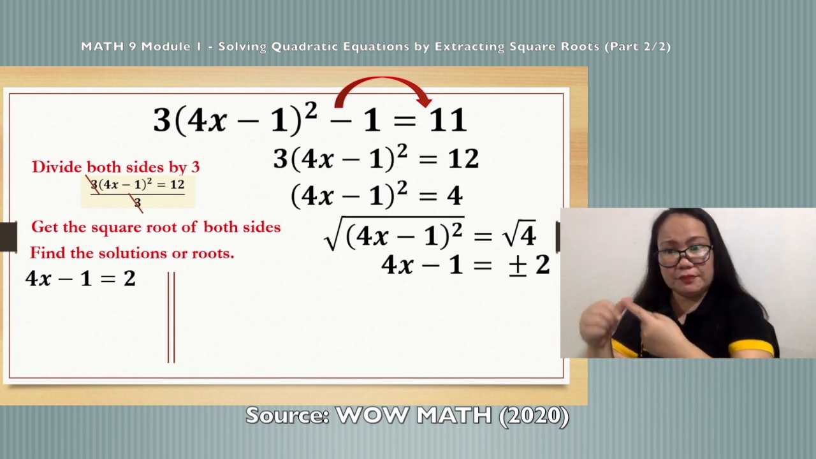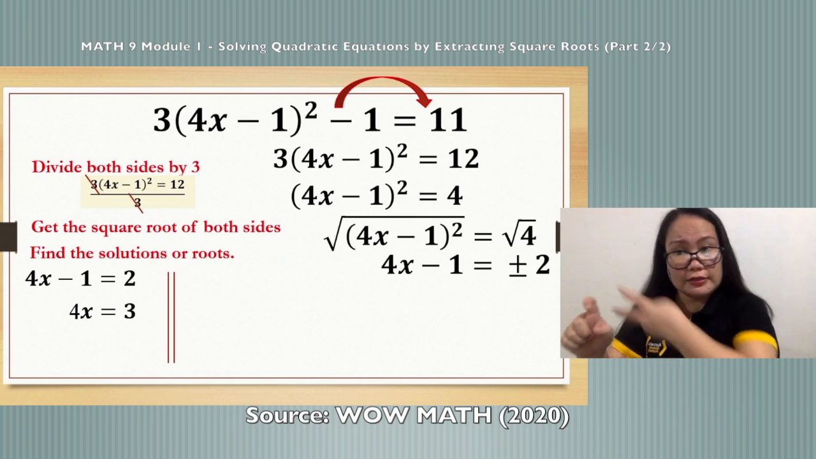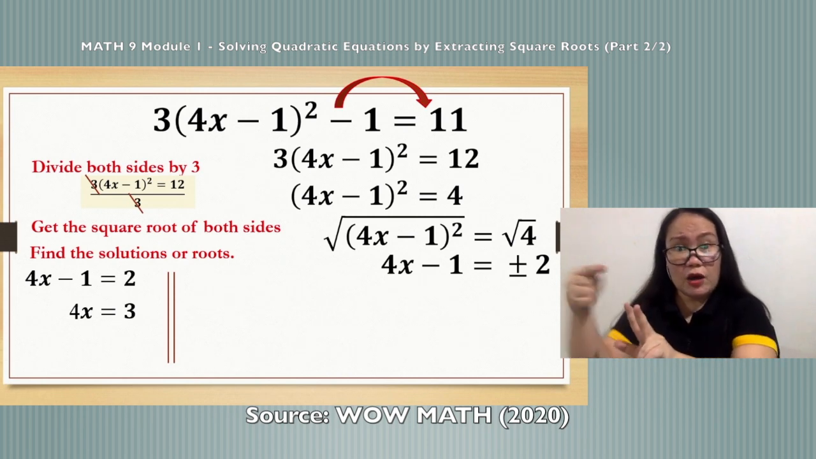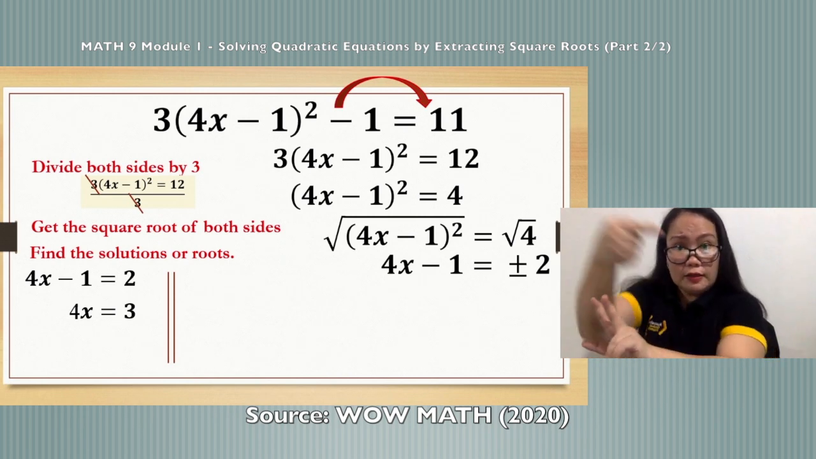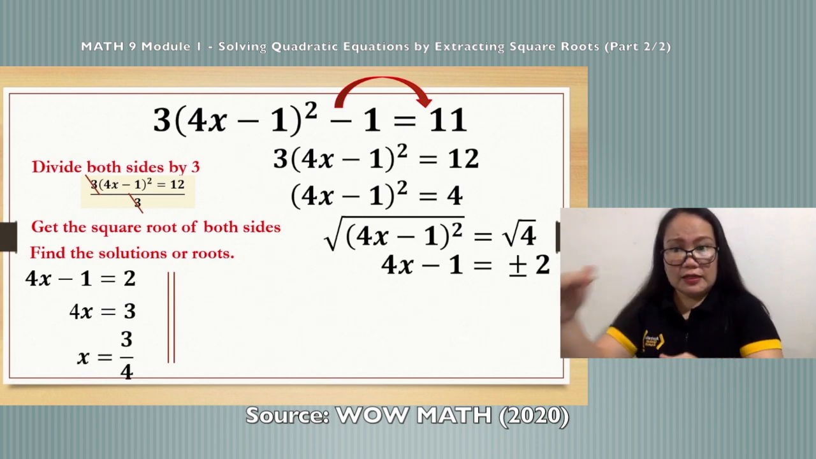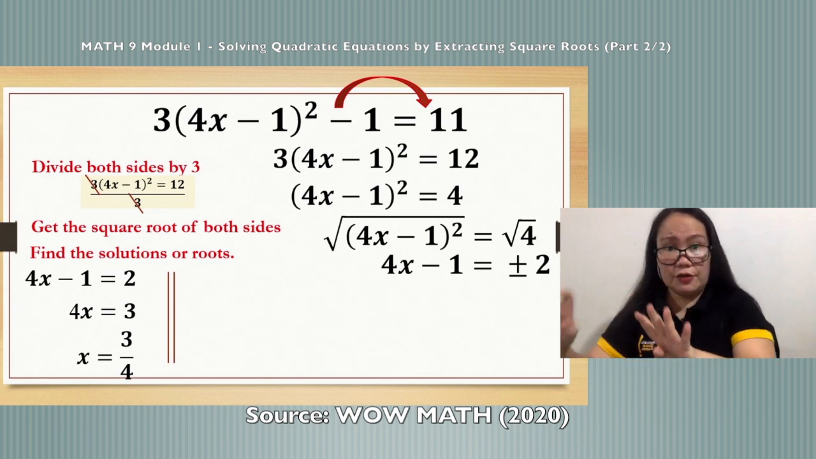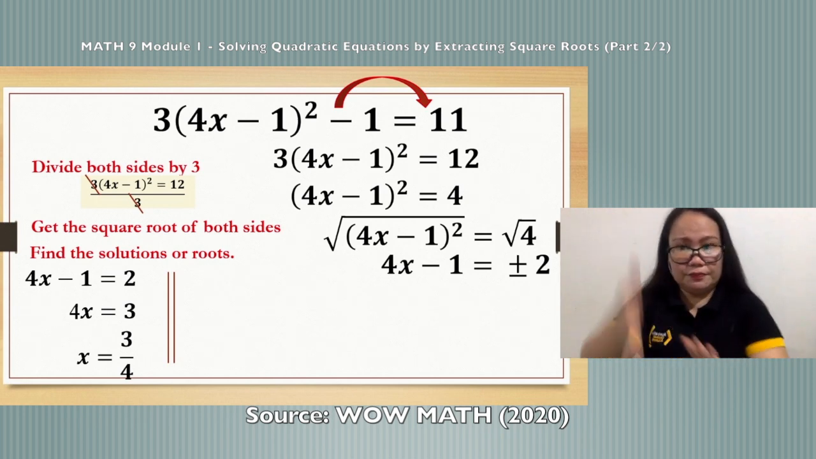4x minus 1 is equal to 2. So, we have 4x is equal to 3. Why 3? Because 2, ililipat natin si 1, that will become positive. So, 2 plus 1 is equal to 3. Next, divide both sides by 4. So, makakancel si 4 dun sa x. And then, we will have 3/4.